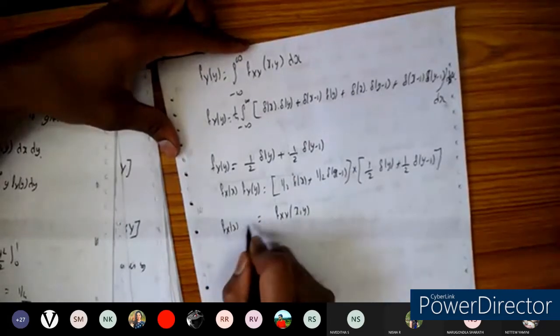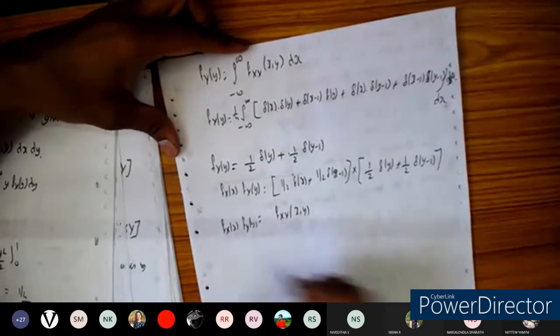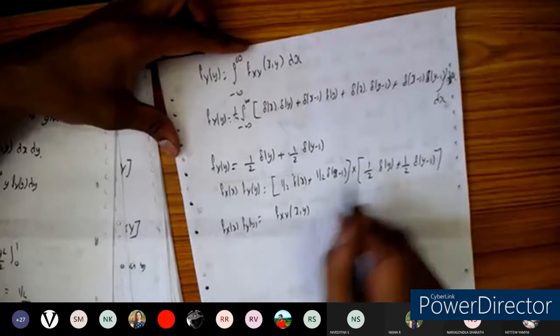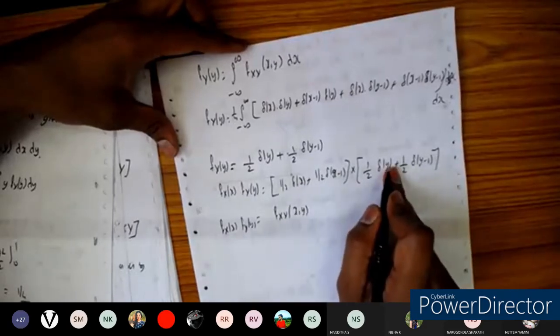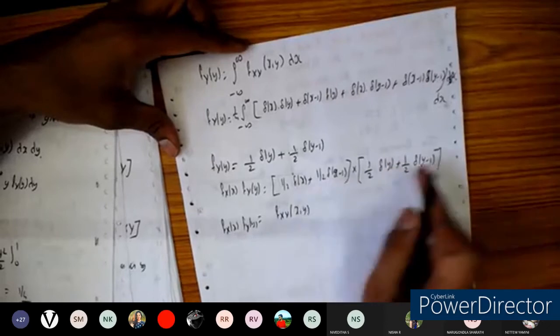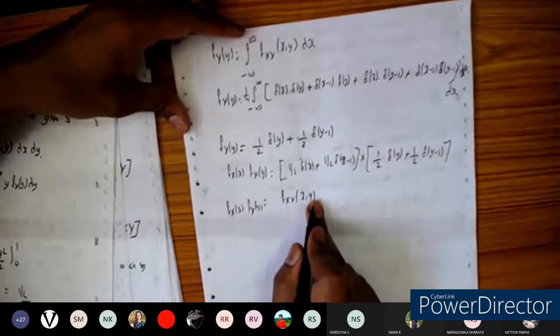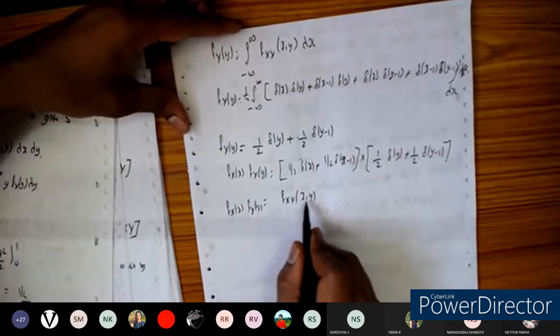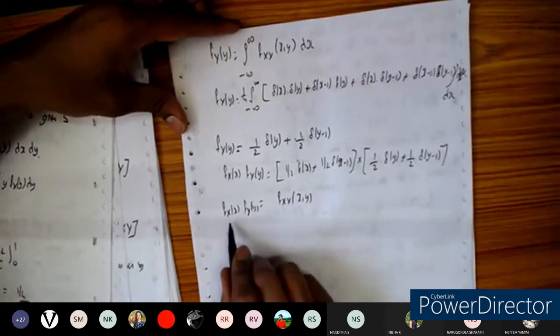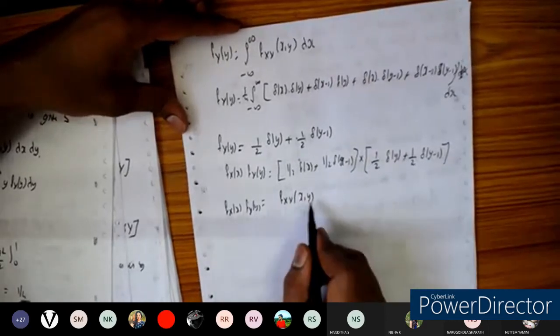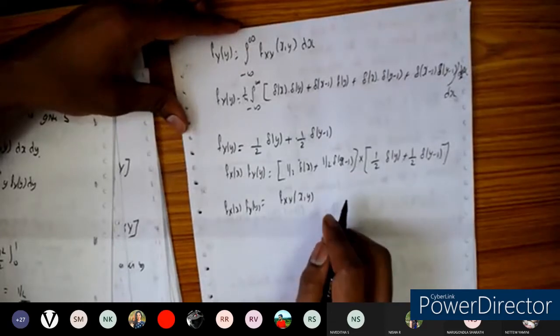If you want, you can just multiply here. 1/2 into 1/2 becomes 1/4, and δ(x) into δ(y) becomes δ(x)δ(y). Similarly for the other terms, we get f_XY here. So when the bivariate PDF is equal to the product of the individual PDFs, we can say these random variables X and Y are independent random variables, correct?